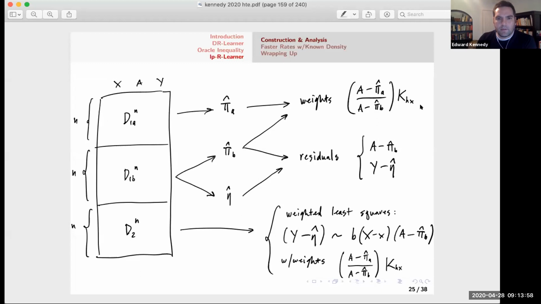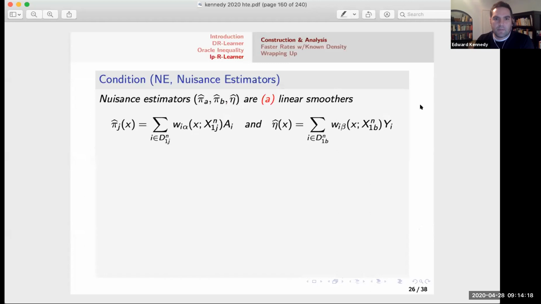So that's the procedure. It's a little more complicated, a little more convoluted. Again, the point here is less about using this thing in practice. I think it likely will work in practice well, at least under some conditions. You have to figure out the smoothing and things, but the point here is to try and explore the fastest rates that we could possibly get under weak conditions.